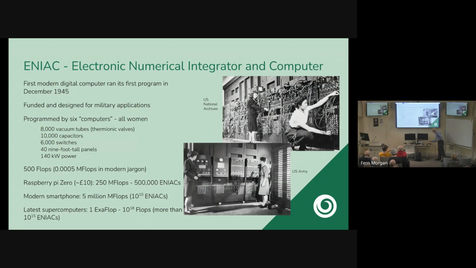So if you had 8,000 light bulbs, how frequently would one fail? Quite frequently is the answer. So this thing had 8,000 of those bulbs, 10,000 capacitors, 6,000 other switches. It was enormous. 49-foot tall panels, and there was 140 kilowatts of power. And it was programmed. Programming was mainly about feeding in cards, but also you had to wire the computer to do it.